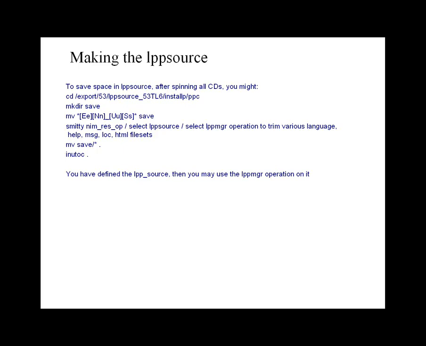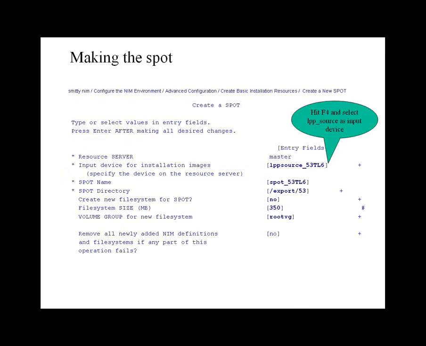You see me doing a part manual, part automated process here. You see me doing my move of any combination of en_US and then using the LPP manager operation. Now I've got my LPP source, and I've trimmed it to just the content that I need for base installs. I need to create a SPOT from it.